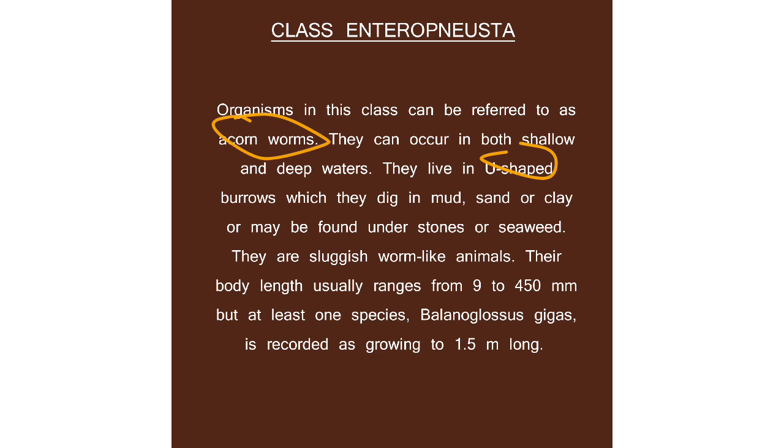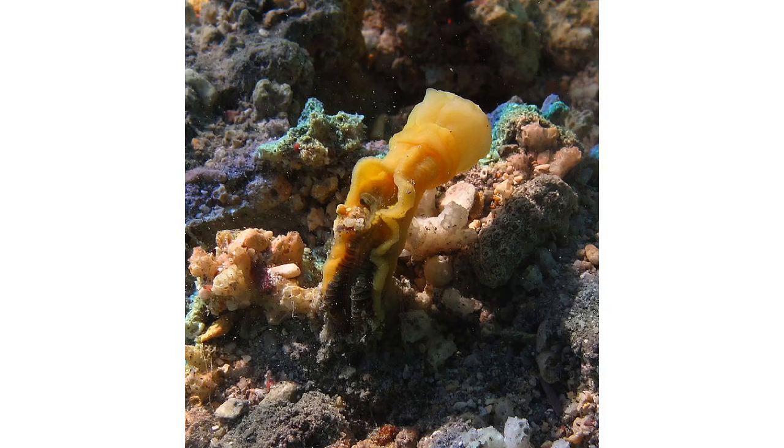The body length differs from about 9 to 450 millimeters, but only one species, which is Balanoglossus gigas, is recorded to grow up to 1.5 meters long. Balanoglossus gigas. So, since we are dealing with enteropneusta and we have a representative, which is Balanoglossus gigas, our basic biology today will be the biology of Balanoglossus gigas, which is a typical representative of the class Enteropneusta. Let us proceed. Now, this is a Balanoglossus gigas.